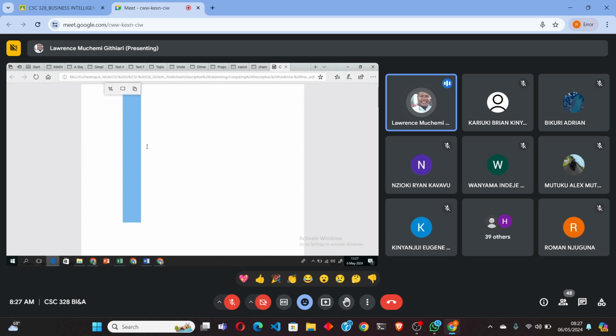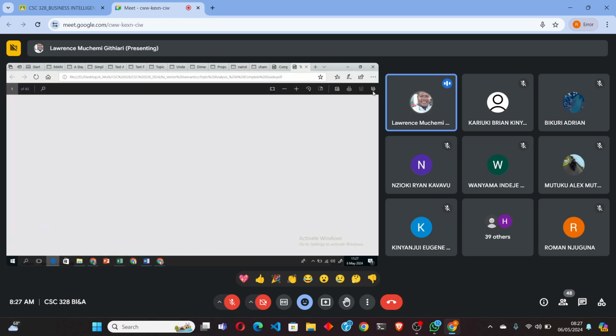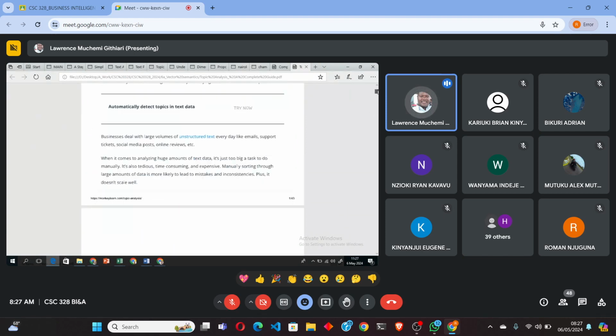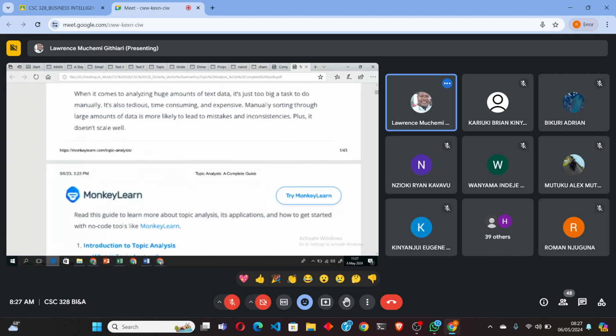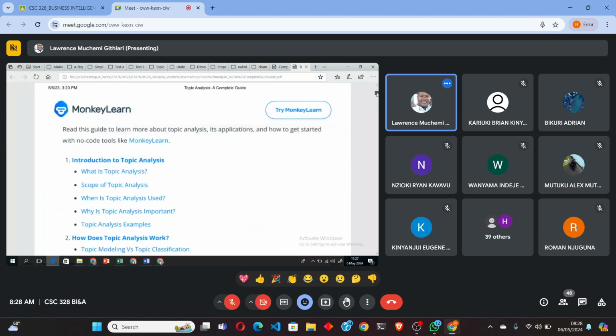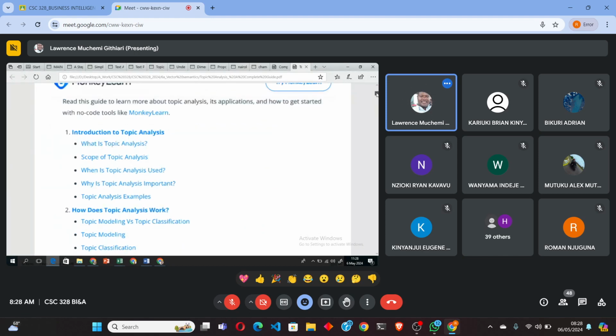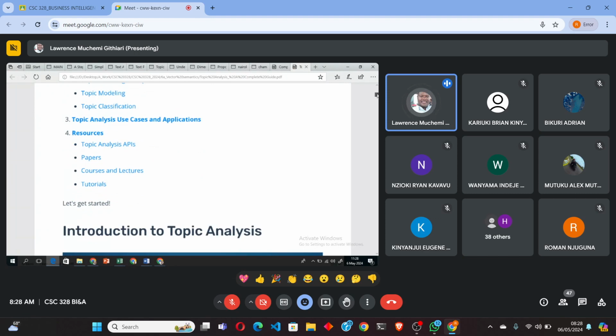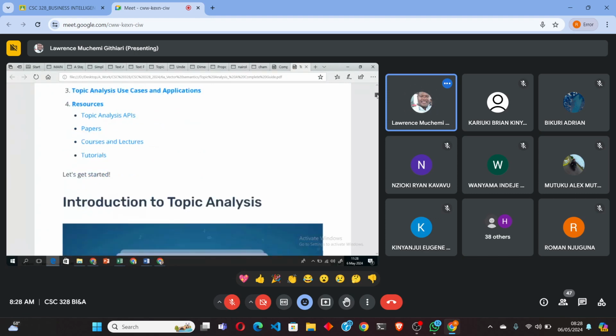So if I open this one quickly, we're not going to take too much time there. But this was on topic analysis, and this is one of the practical things that you could have. We can try. So after reading all this, which I think we went through last time: what's topic analysis, scope of topic analysis, how does topic analysis work, and all that stuff. Topic analysis, use cases and applications. So we could go there.